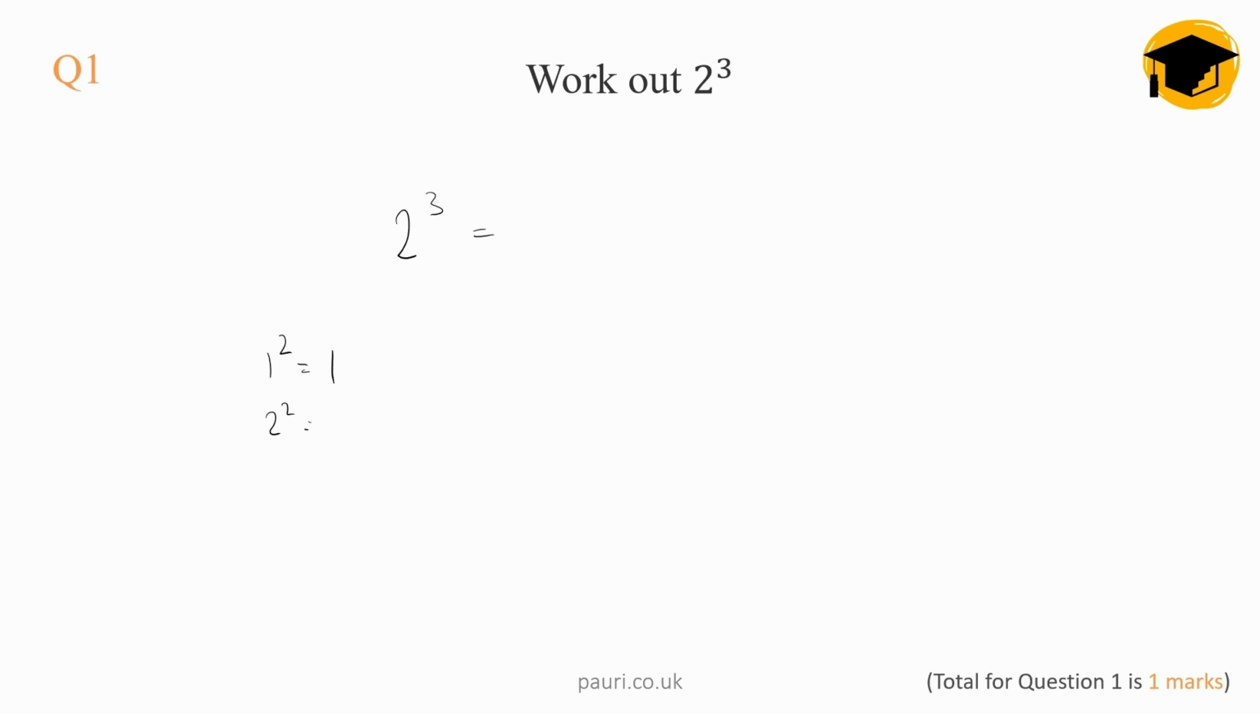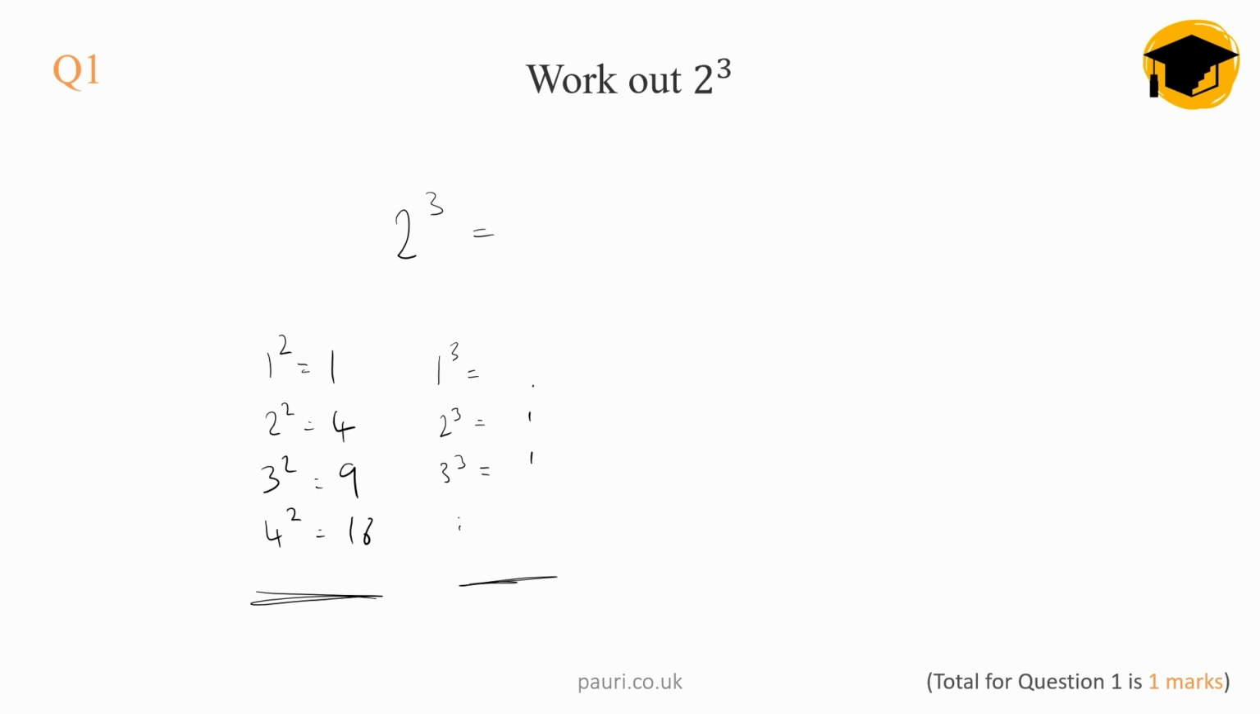2 squared, 2 times 2 is 4. 3 squared, 3 times 3 is 9. 4 squared, 4 times 4 is 16. And the same with cube numbers. So you can do 1 cubed, 2 cubed, 3 cubed, etc. The left-hand section is square numbers, and on the right-hand section we've got cube numbers.